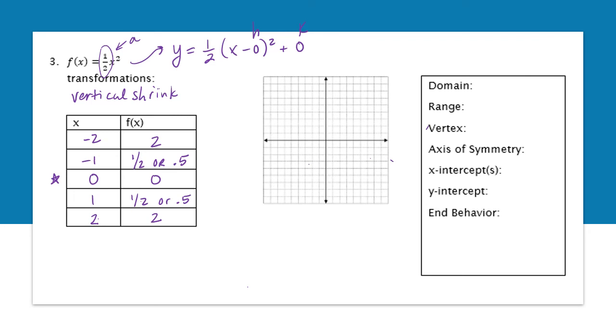All right, so I'm going to graph these points. So here's -2, 2. -1, 1/2 would be here, 0, 0, 1, 1/2, and then 2, 2.